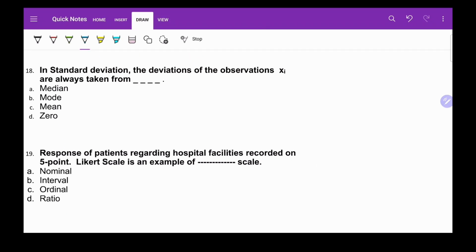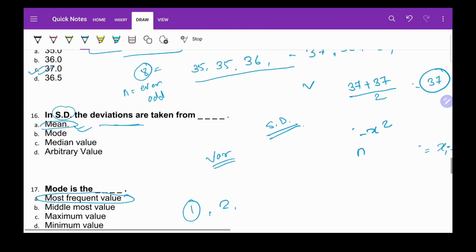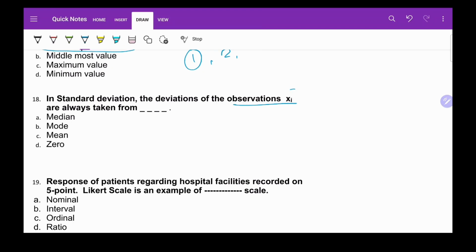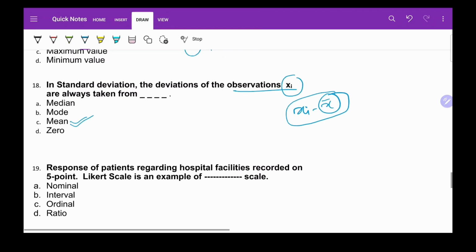In standard deviation, the deviations of the observations are always taken from, as we have seen in the formula here, the deviations are taken from mean value, always from mean value.